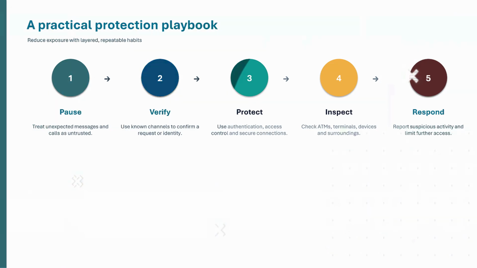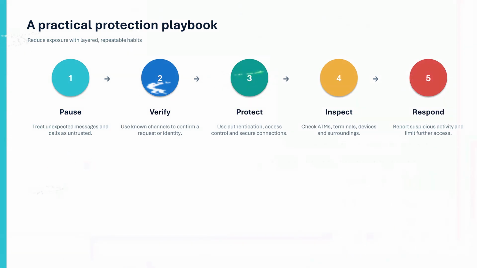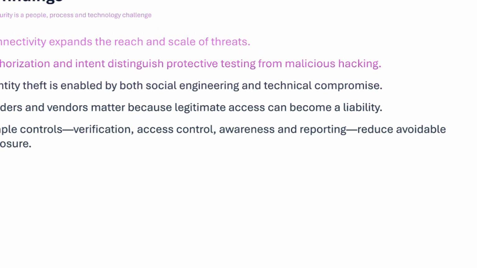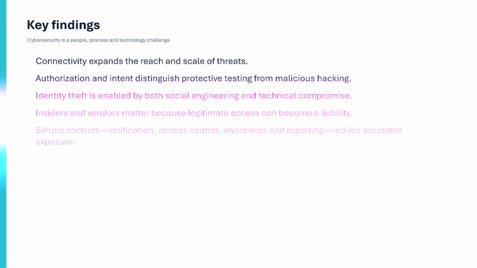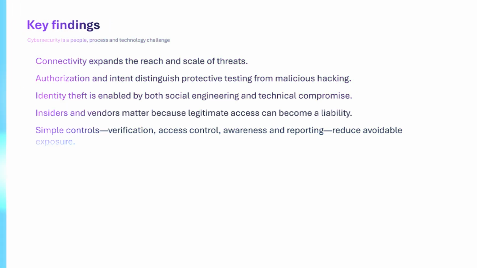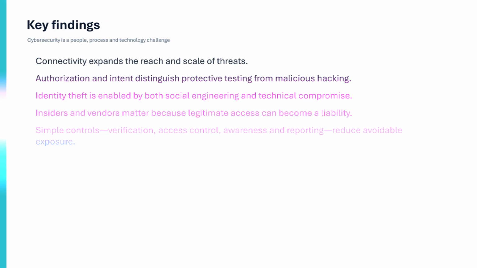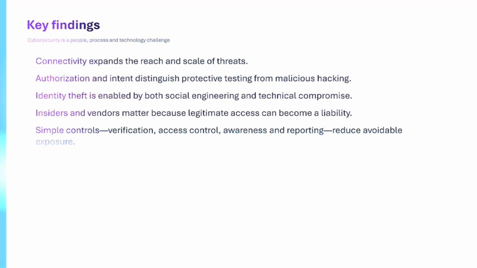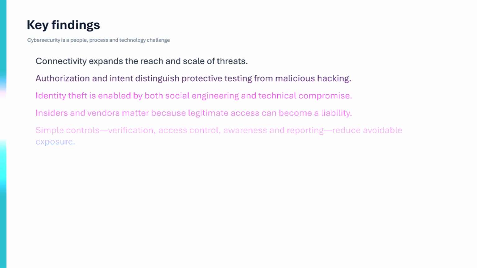The core lesson of this session is that effective cybersecurity balances people, process, and technology. Increasing connectivity expands risk. Intent determines whether hacking skills are protective or criminal, and identity theft can stem from either technical flaws or human manipulation. A strong firewall cannot stop an employee from approving an unverified wire transfer, and awareness training alone cannot patch a vulnerable server. Security controls must be practical enough for everyday use.